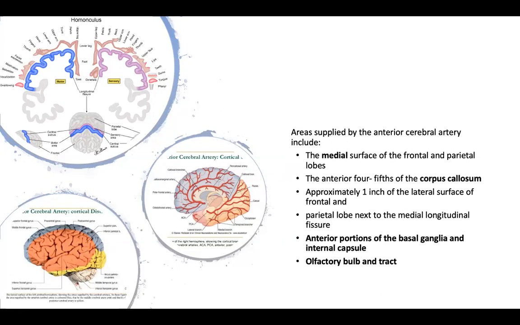So an anterior cerebral artery infarct will give you any idea? Anosmia. Anosmia, excellent. So inability to smell. Okay.